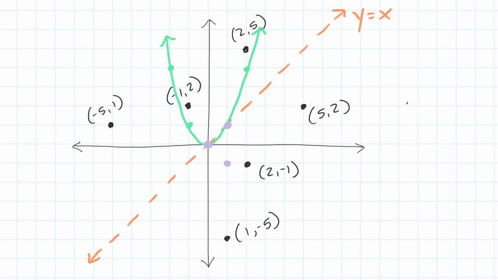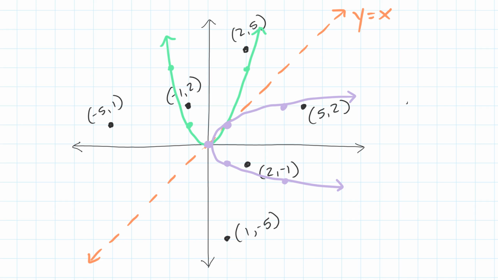Then we have 2, 4. Where's that going to go? 4, 2. Then we have negative 2, 4. Where's that going to go? 4, negative 2. So look, this is my new parabola. If I were to fold this paper along that orange y equals x line, would these graphs line up? Yes, they would. We just reflected over the line.